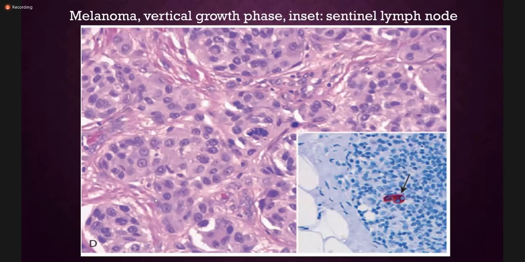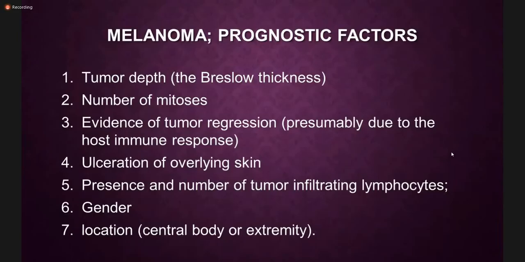Now, this is melanoma in a vertical growth phase. As you can see, these nests of melanoma cells are present in the dermis, and looking at the individual cells, they have large nuclei with occasional prominent nucleoli present here, and some mitotic activity which can be appreciated here. Now, this inset is a lymph node in which you can see melanoma cells have migrated or metastasized. And this confers a poor prognosis.